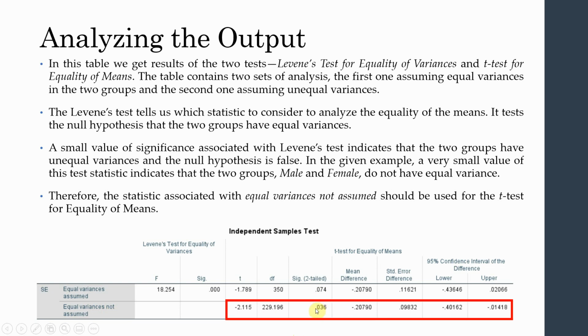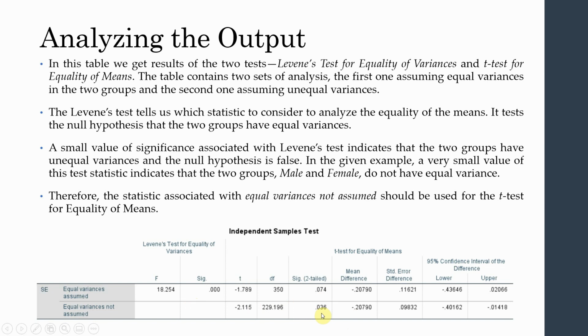Now look at this here. This is less than 0.05. If it's less than 0.05, we will say that the self-efficacy between male and female is not equal. There is a difference in self-efficacy score between male and female. Since this value is less than 0.05, we will reject our null hypothesis and we will accept the alternate hypothesis. And in this case, the alternate hypothesis is that there are significant differences in self-efficacy score between male and female.